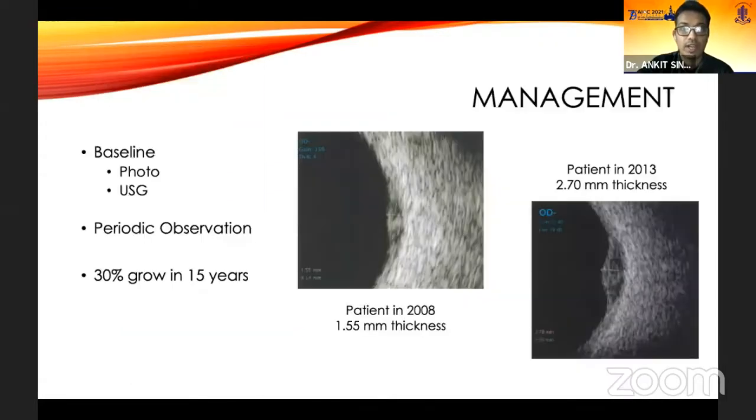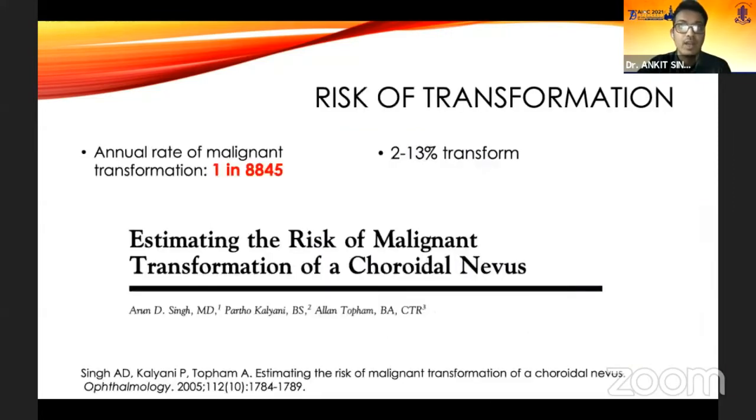So now what do I do with this kind of lesion if I see that in clinic? It is essentially benign and hence a baseline documentation with clinical photograph and ultrasound is sufficient. These lesions do grow, though quite slowly, in about 30% cases. Do I need to worry about a growing nevus? Yes, because there's a risk of transformation to its malignant counterpart. Annual rate of malignant transformation is between 1 in 5,000 to 1 in 10,000 by different studies. And about 2 to 13% of these lesions do transform into malignant melanoma.